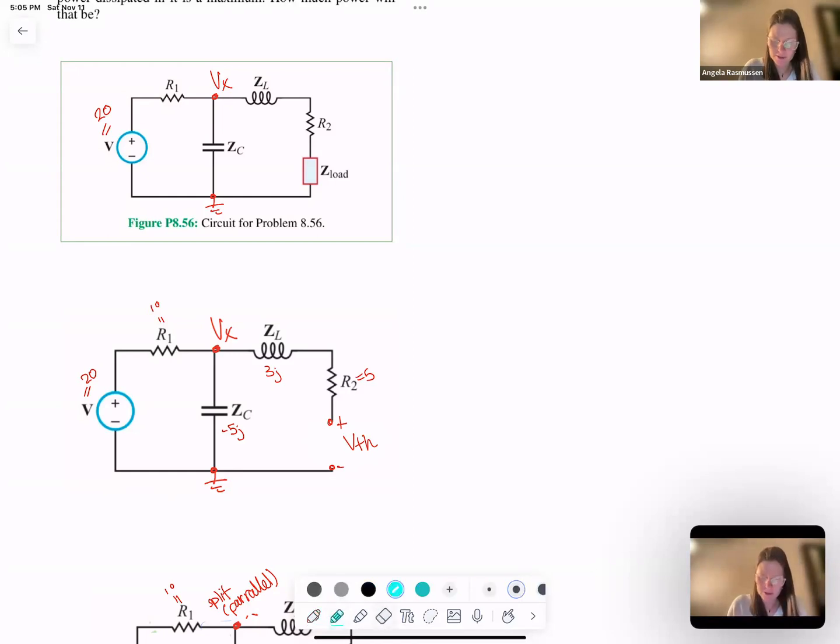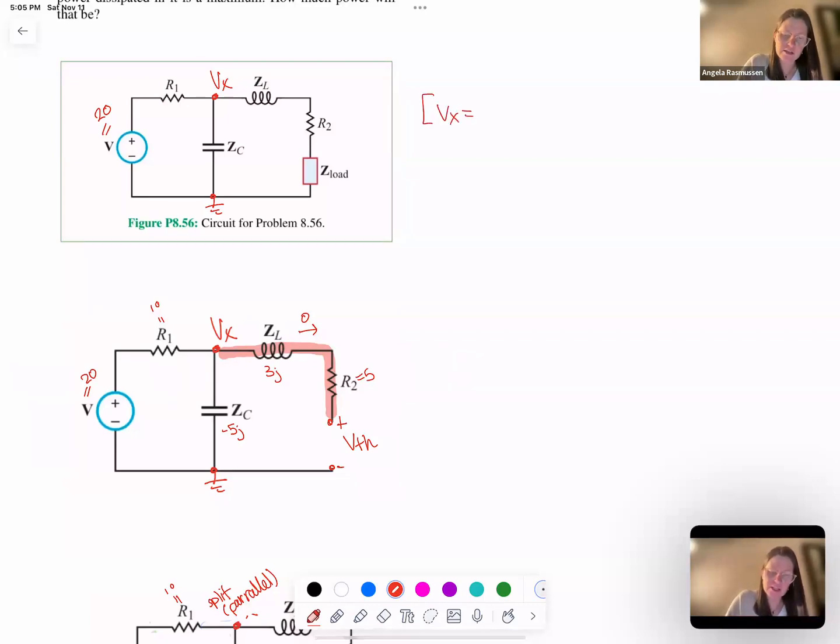But I notice on here that this whole branch is floating, which means no current flows through a floating wire. So all the current going through here will be 0. And so I can note here that Vx will actually equal VTH. So now I only have one node and I've got two branches, this branch and this one.